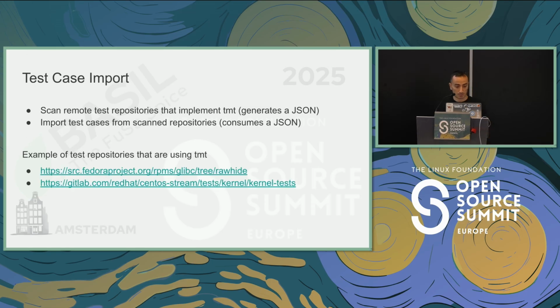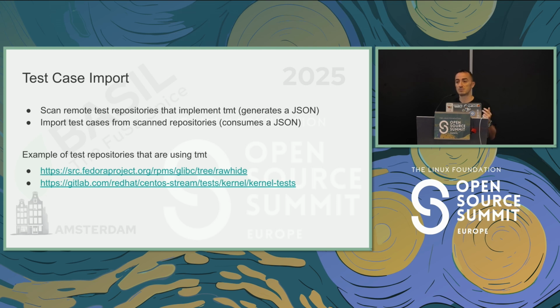It's also possible to import test cases from external test repositories. I just listed two test repositories that are implementing TMT, so you can see it's from Red Hat. The first example is a Fedora project for glibc, and the second is a kernel test repository, where all the tests are defined using this TMT format.